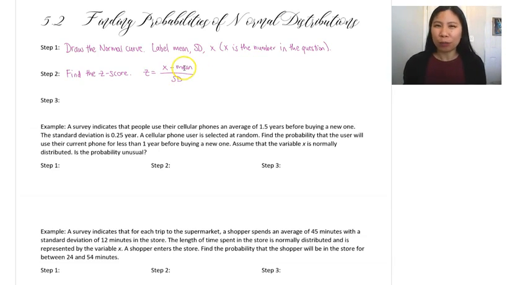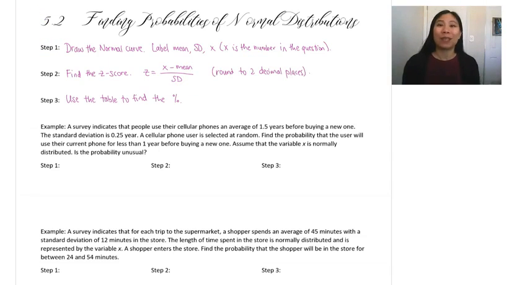And remember, in the table, we only look at 2 decimal places at a time, so whenever you find the z-score, you just want to round to 2 decimal places. And then our last step is to use the table like we've been doing in the last section to find the percent. So let's try it out with our first example.